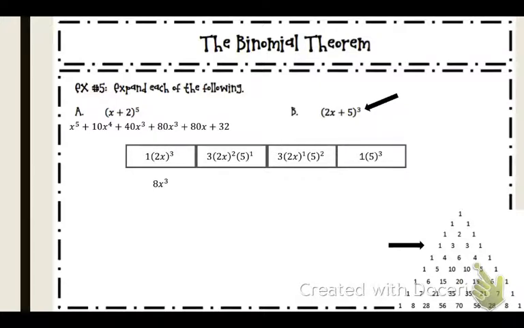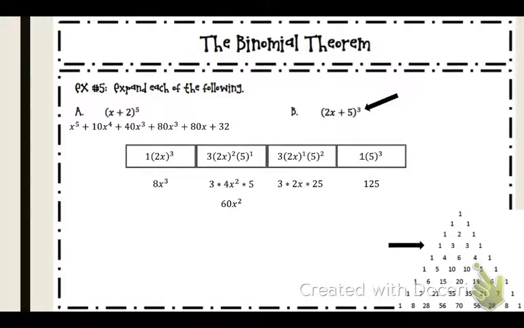Okay, this next one is 3 times 2x squared, which is 4x squared, and then times 5. The next one is 3 times 2x to the 1st power, which is 2x, then 5 squared is 25. Then the last one, 5 cubed, is 125. I'm going to finish multiplying these out. So 3 times 4 is 12. 12 times 5 is 60, so 60x squared.